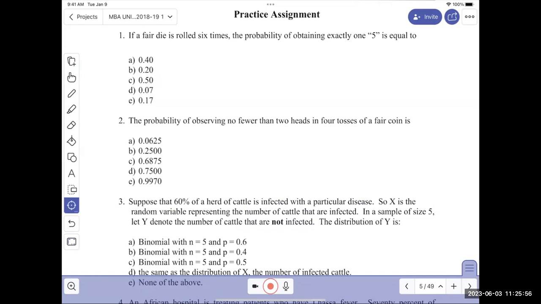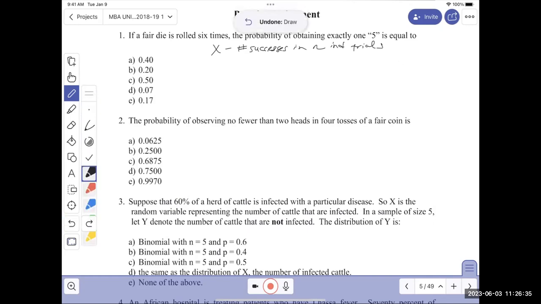I know this is a binomial because I can identify the variable x as the number of successes in n independent trials. Let's see what we can fill in here. What's a success? And what are the trials? And what's the probability of a success? The success is getting the 5. Okay, so a success, let me put it somewhere else. Let's put it here.